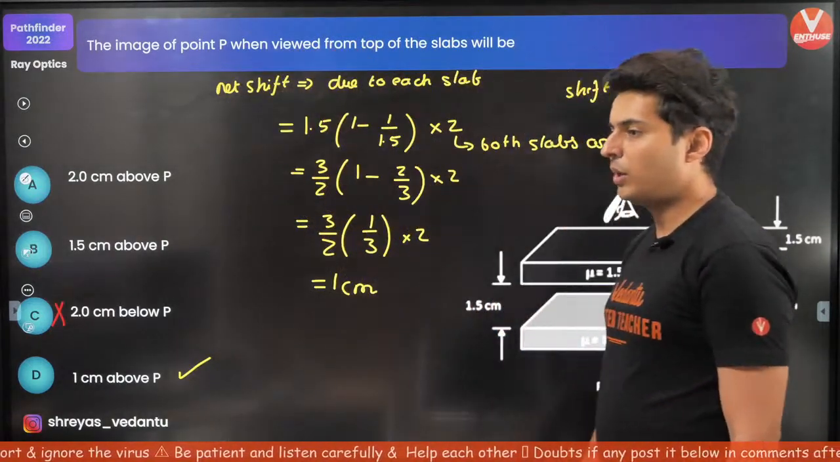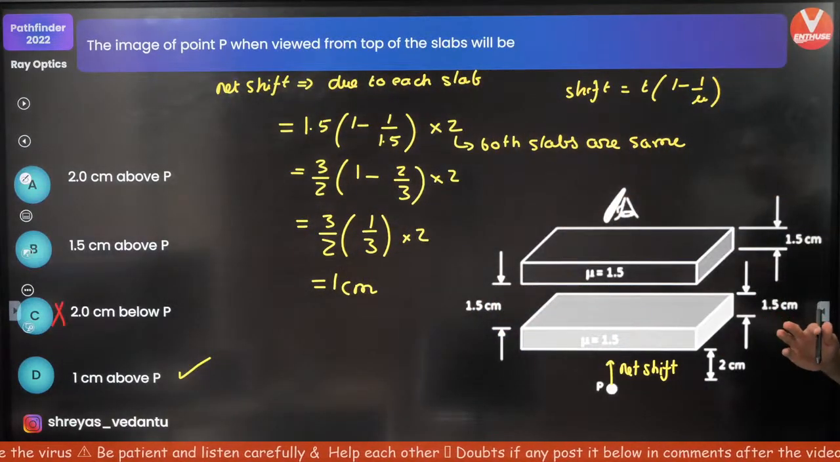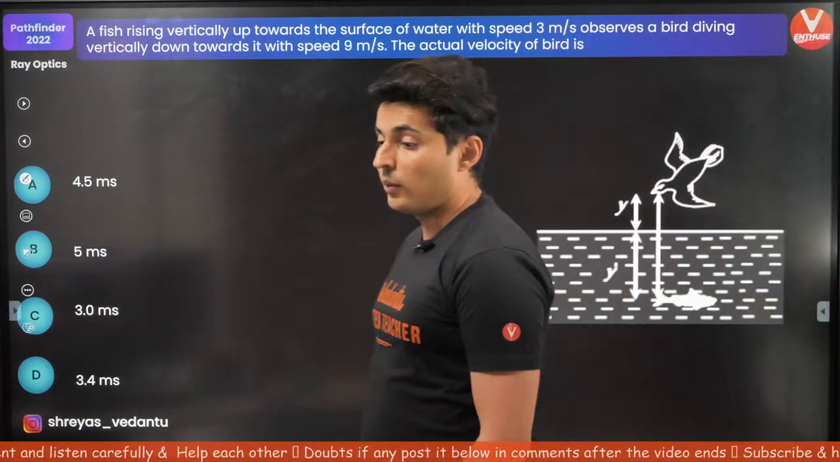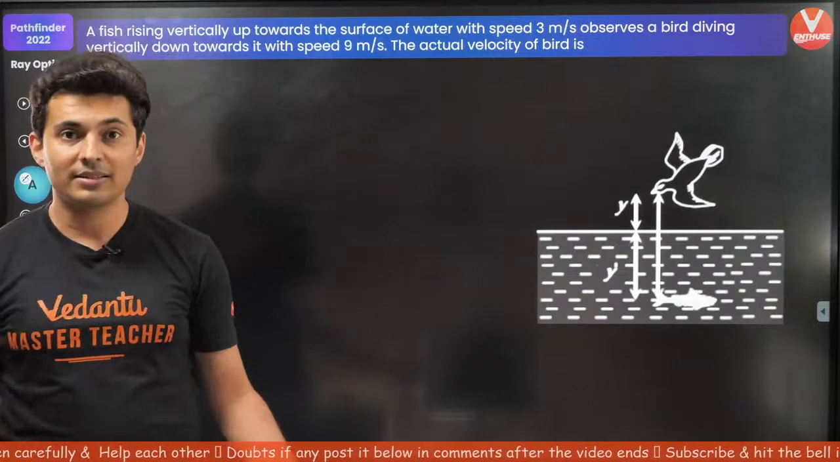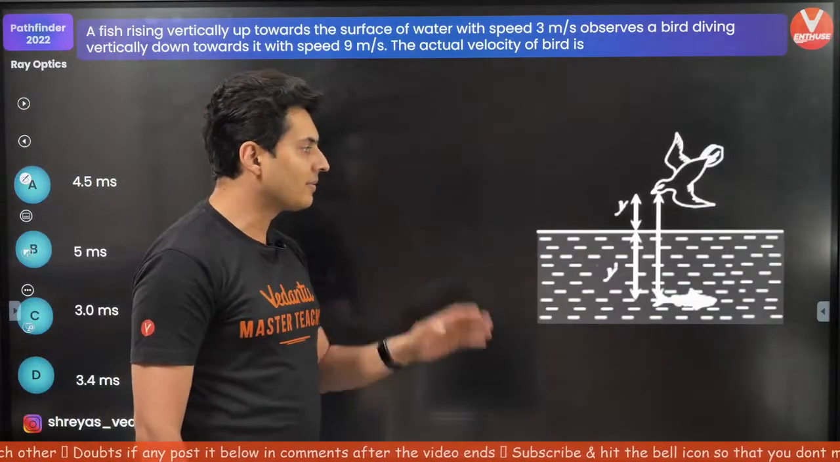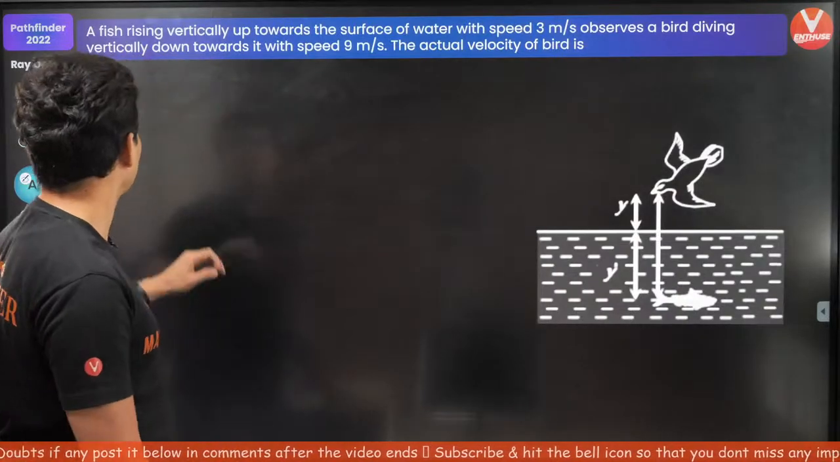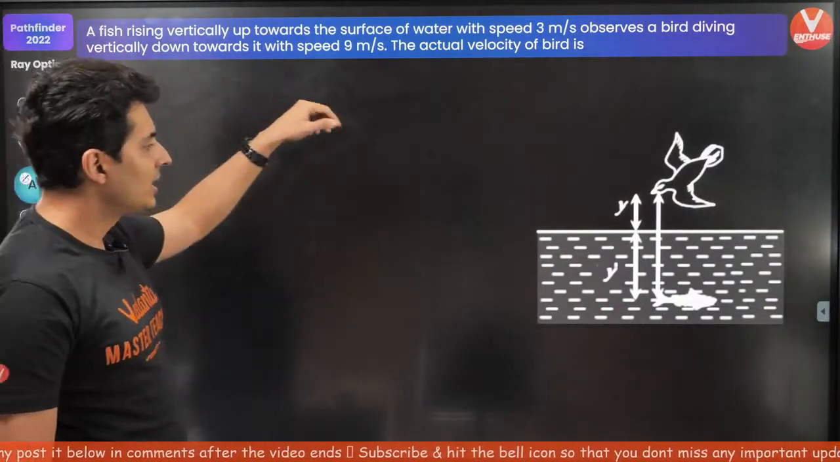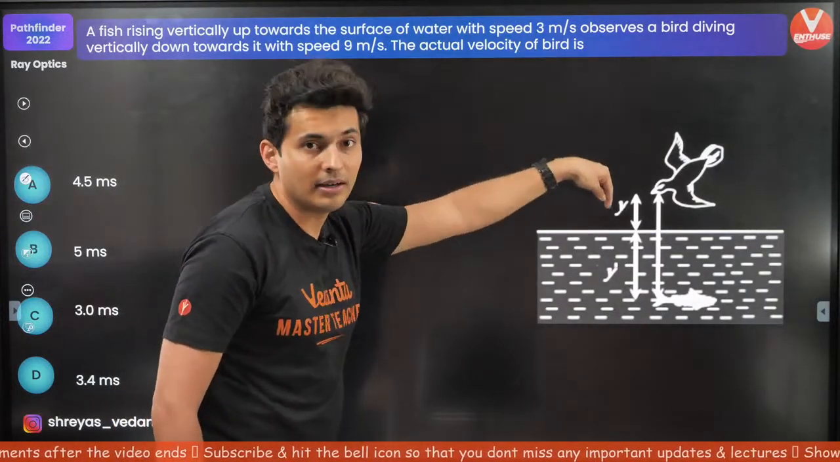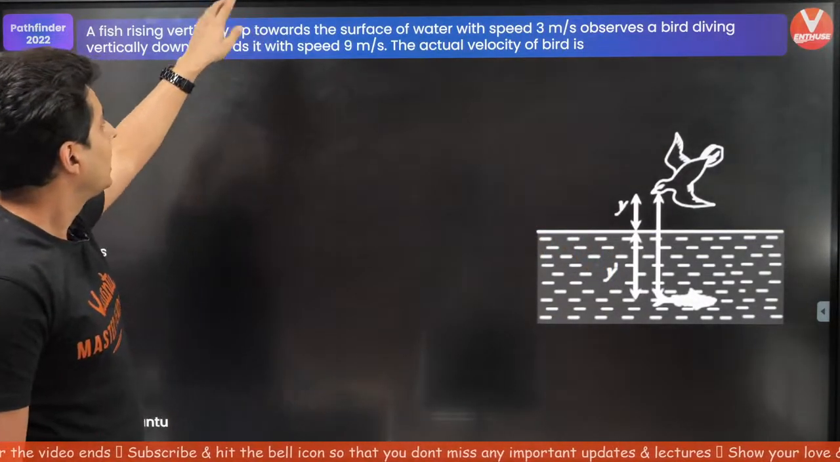Very good. Very good. Very good. What a beautiful question. Moving ahead to the next one. Option D was correct. Wow. This is an amazing question, guys. Motion of objects and there is a surface in between. Let's solve this question. There is a fish which is going up. There is a bird which is coming down.